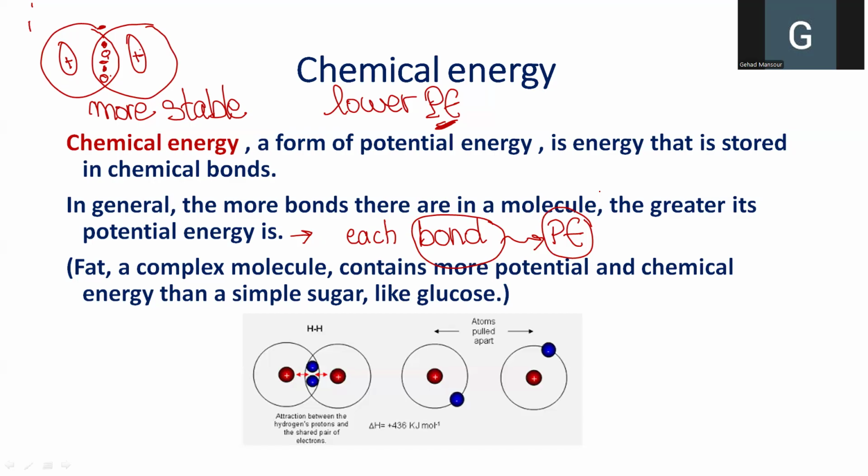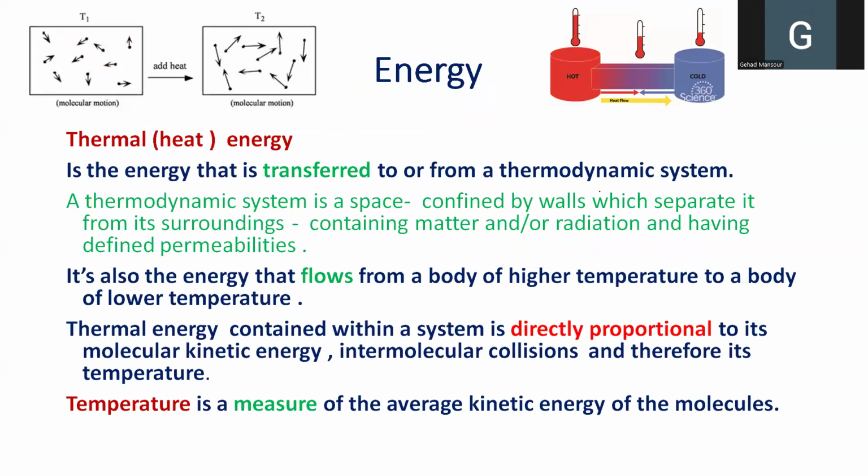They became more stable upon binding, so they started to have a smaller level of potential energy. So if we agree on the fact that the more bonds there are in a molecule, the greater the potential energy stored in the molecule, then a complex molecule like glucose or a fat molecule, for example, will have a bigger amount of potential and chemical energies stored in it.